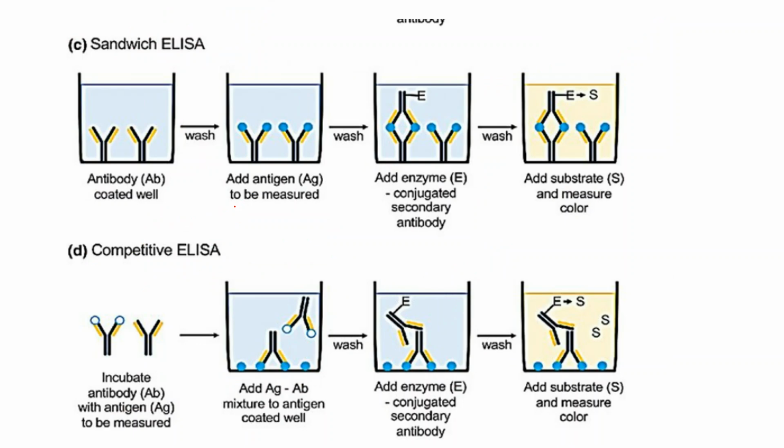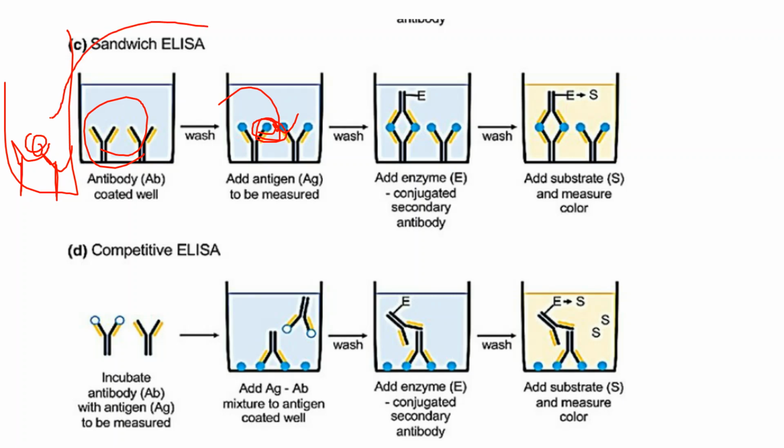Next is sandwich ELISA. As the name suggests, here instead of antigen coating, what we coat is antibody. After that, we add the antigen from the persons which we want to be measured, right? First, the plates are already there in which this antibody is present, which is specific to that antigen. So these antigens will come from the human serum or whatever.